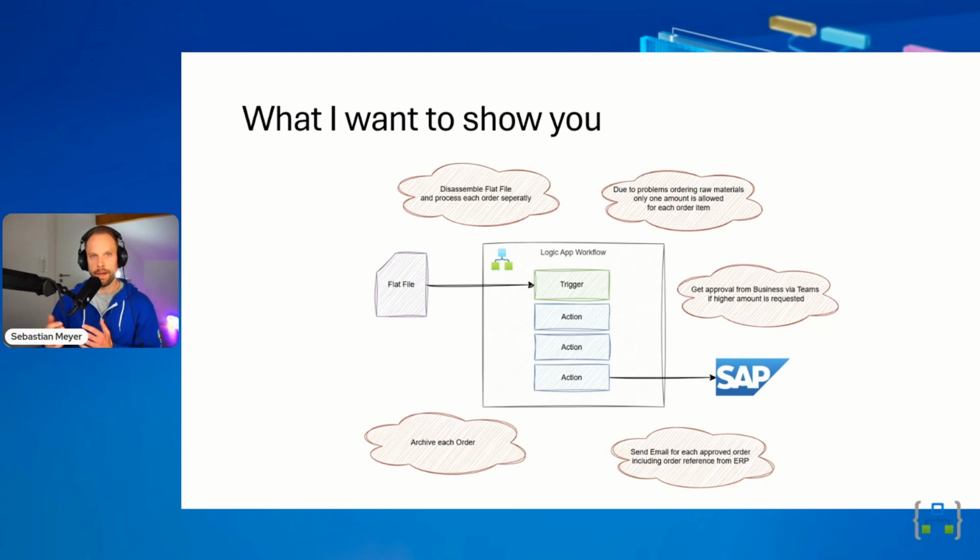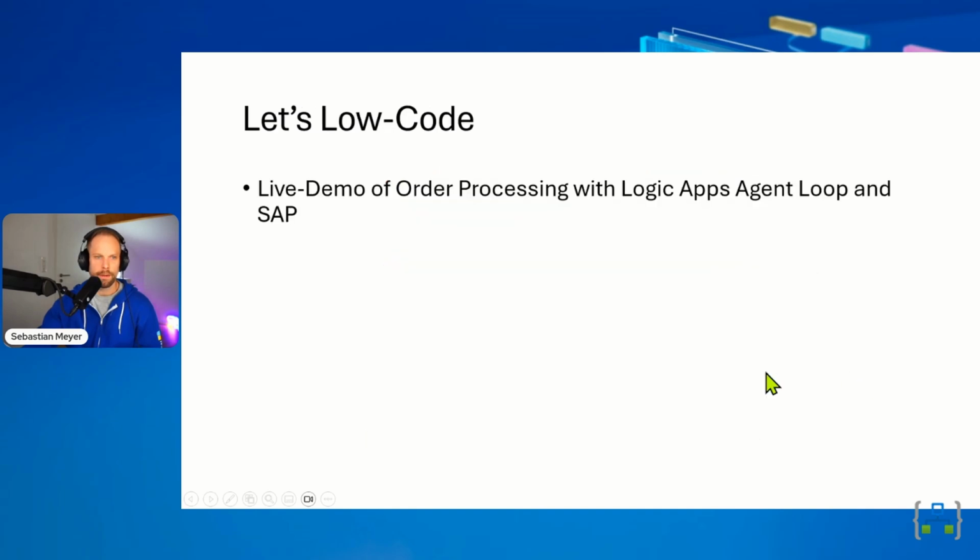And the last two things we need to take care of is that each order needs to be archived. So this is at the left corner here. And each compliant or approved order needs to be transferred to our SAP system. And at the end, we need to send for each order an order response via email with all the details. That means order number, order amount, the item or material, and also the SAP reference, which comes back from the SAP system.